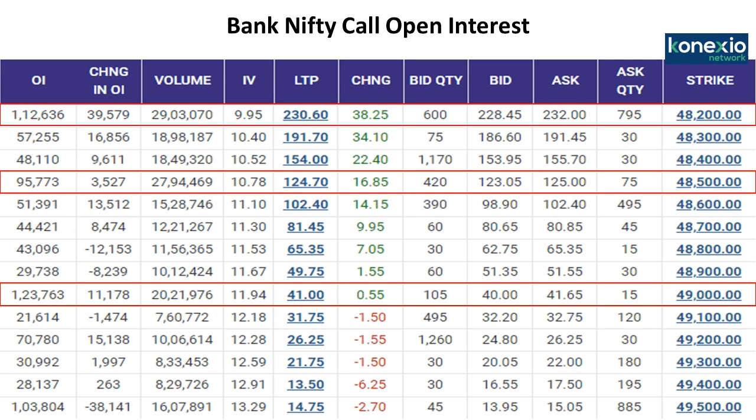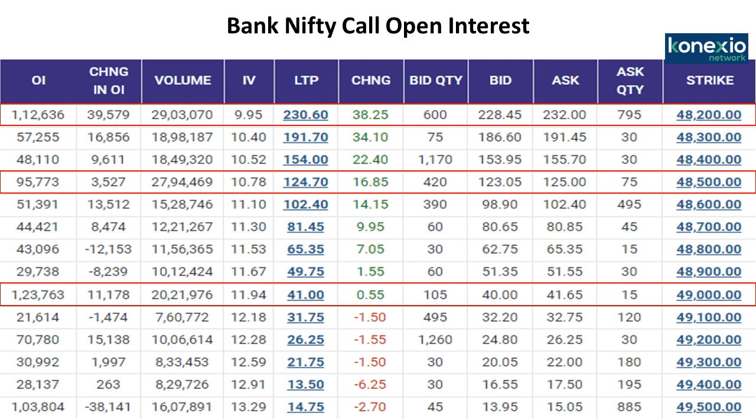So on an immediate basis, 48,200 could act as an immediate resistance, and if it breaks, then Bank Nifty can rally towards maybe 48,800 to 49,000. So definitely the momentum seems to be positive. One needs to be cautious at this level, but the view should be buy on dips at this juncture.